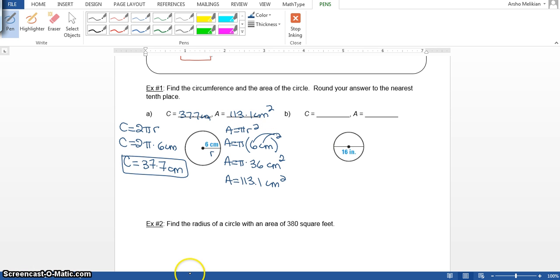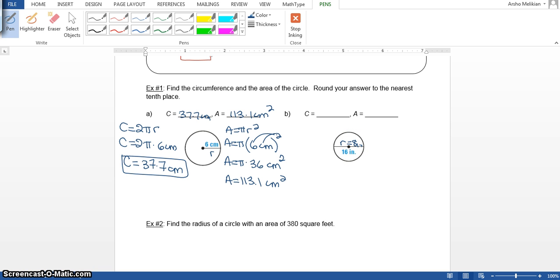Okay. In this case, what are we given? Are we given radius or diameter? We're given diameter. So you have two options. You can either say, all right, if the diameter is 16, then the radius is half of that, which is 8 inches.